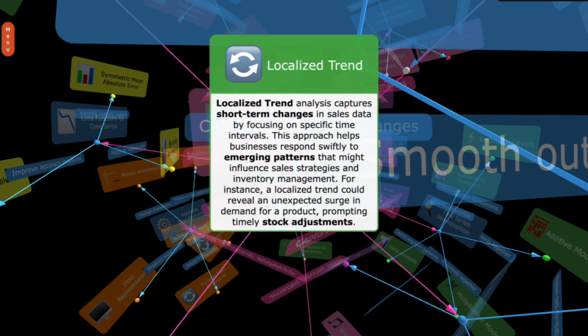Localized trend analysis captures short-term changes in sales data by focusing on specific time intervals. This approach helps businesses respond swiftly to emerging patterns that might influence sales strategies and inventory management. For instance, a localized trend could reveal an unexpected surge in demand for a product, prompting timely stock adjustments.